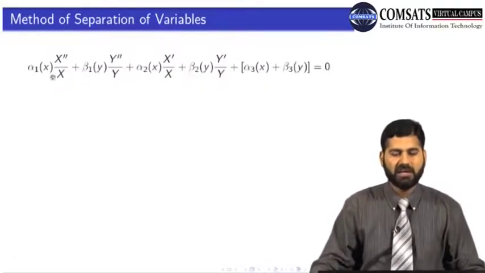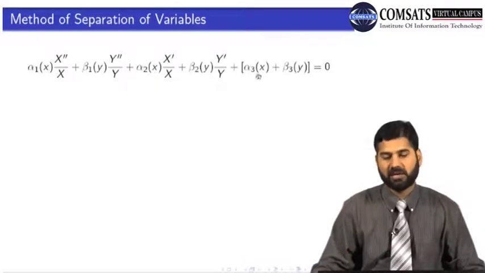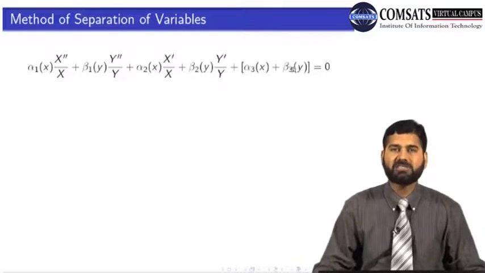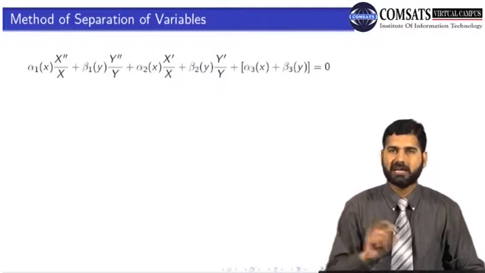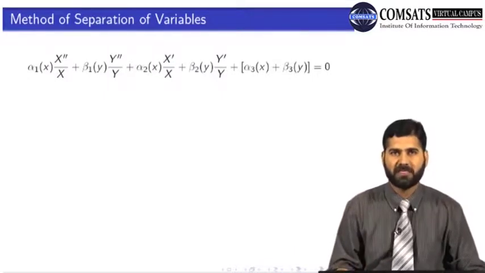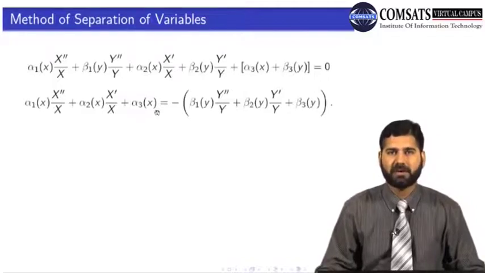So here you see I got this term only depending on x, this term only depending on y, this only on x, this only on y, and this only on x, this only on y. So each term either depends on x or depends on y. It's not depending on both variables. All right, so that was our basic idea, that we have to separate the variables.